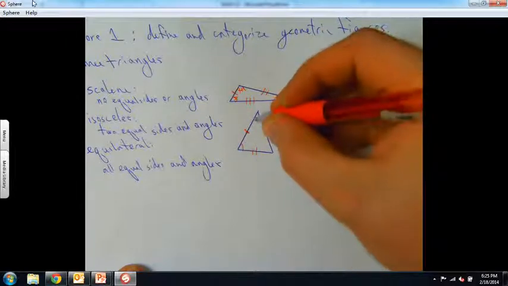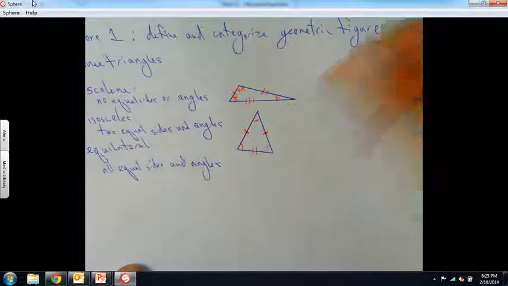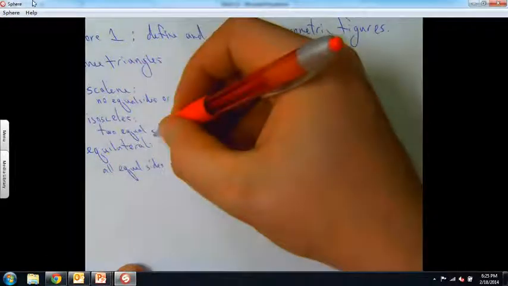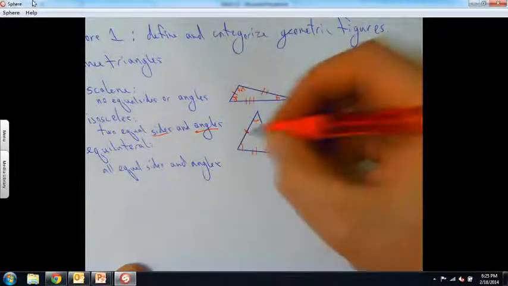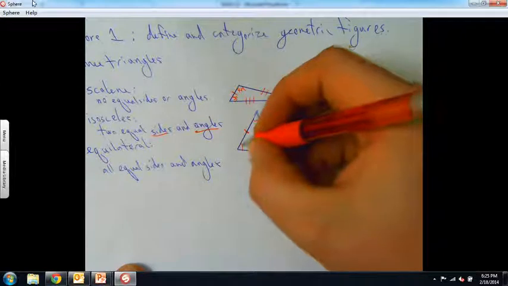Now I want to mark up the angles as well. So isosceles has 2 equal sides and angles. We have our 2 equal sides. We have our 2 equal angles.